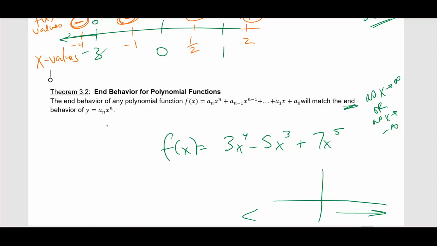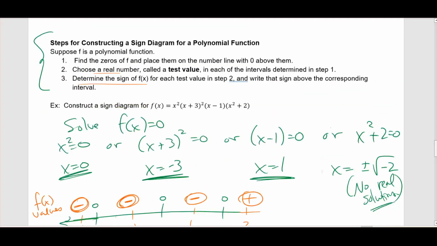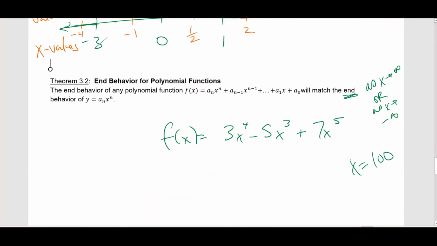So if we put in something really, really big, say maybe x equals 100, think about what's going to happen here. This piece is going to be 3 times 100 to the 4th. This piece is negative 5 times 100 to the 3rd, so that's going to be smaller in magnitude than this. And then this piece is going to be the biggest of them all, 7 times 100 to the 5th, and that's going to be really, really big. So the piece with the highest degree is going to have the most influence over our function as our x values get larger and larger and larger.